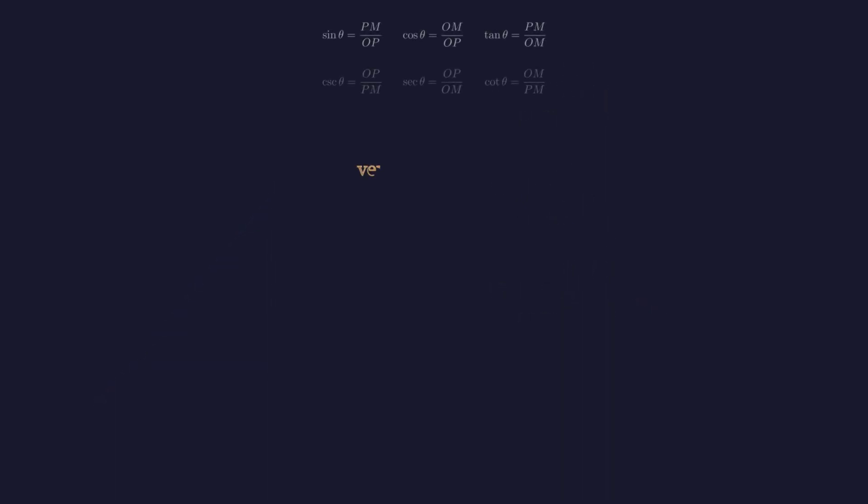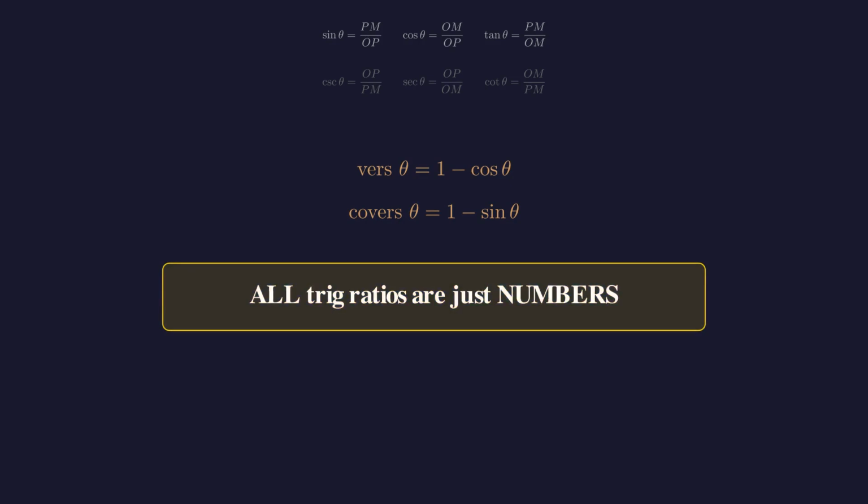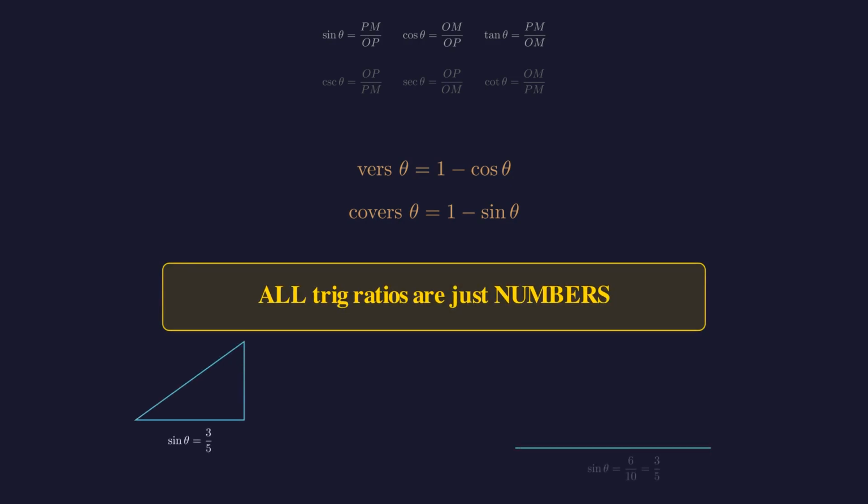Now, there's a couple of bonus ratios that pop up in older textbooks. Versed sine, or just verse theta, is simply 1 minus cosine theta. Think of it as how far cosine falls short of 1. And coversed sine, covers theta, is 1 minus sine theta. You won't see these as often, but they're good to know.